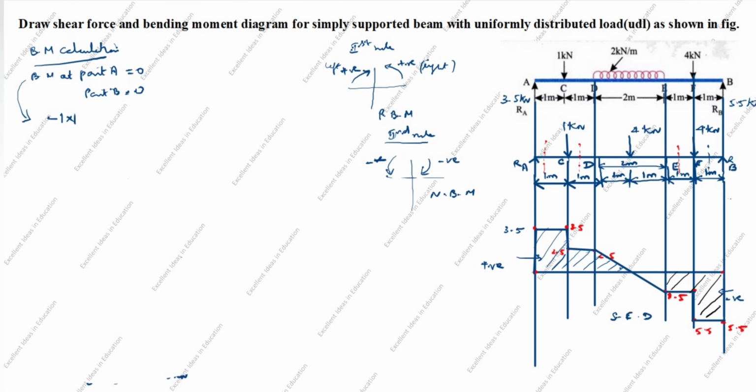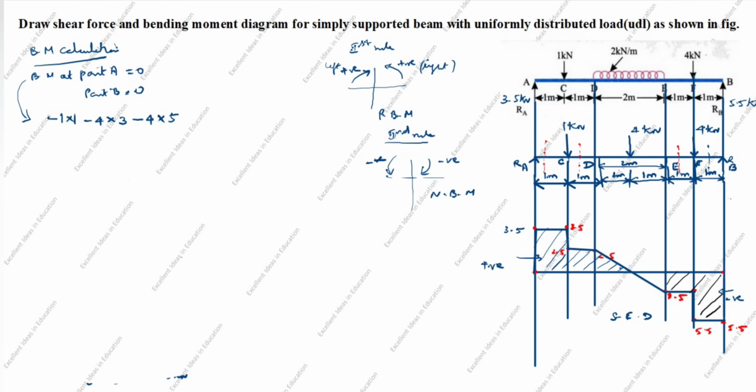Next, you see the arrow comes down only. From here to here is clockwise. Right side is negative, so minus 4 into the perpendicular distance from here to here, which is 3. Next, we'll go for this F force. You see the arrow comes down from here to here, which is clockwise. Right side is negative, so minus 4 into the perpendicular distance, which is 5.